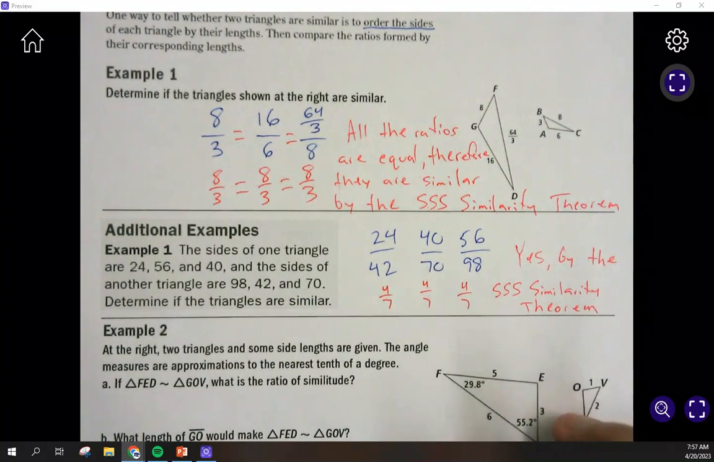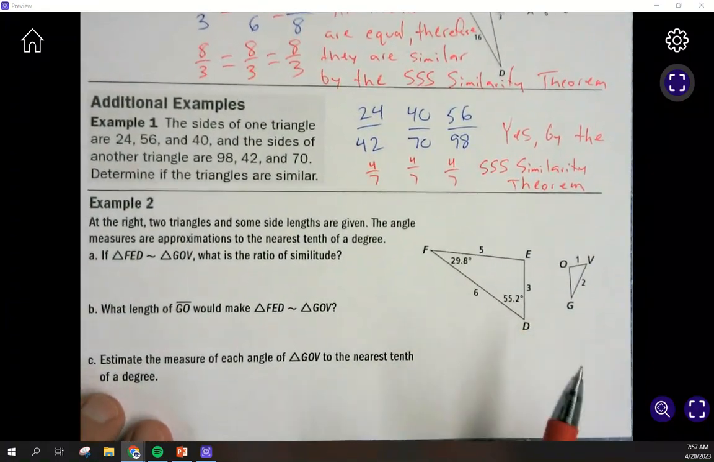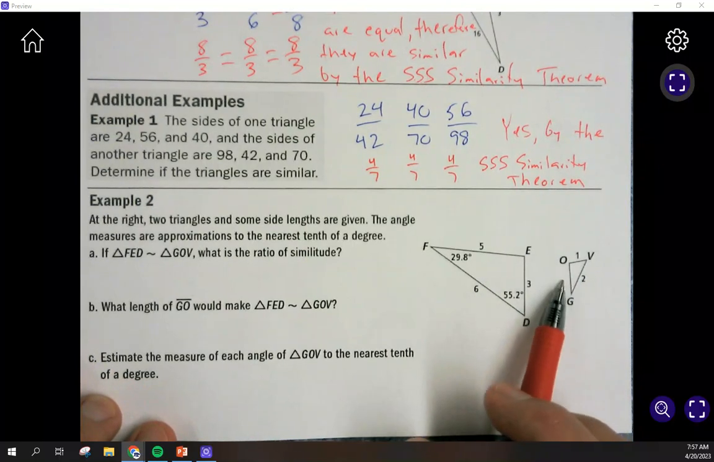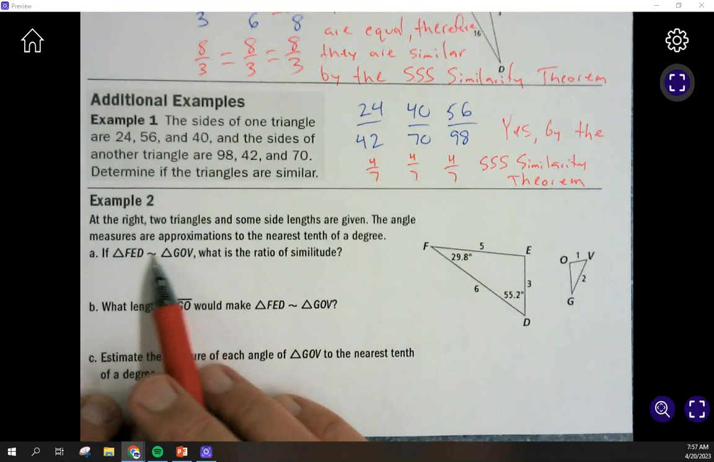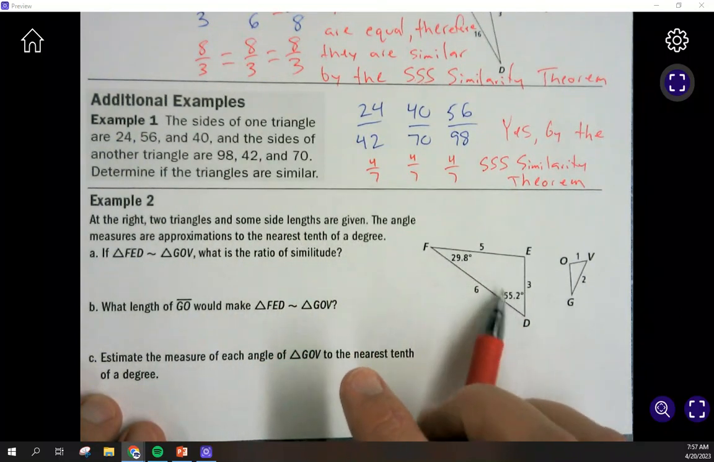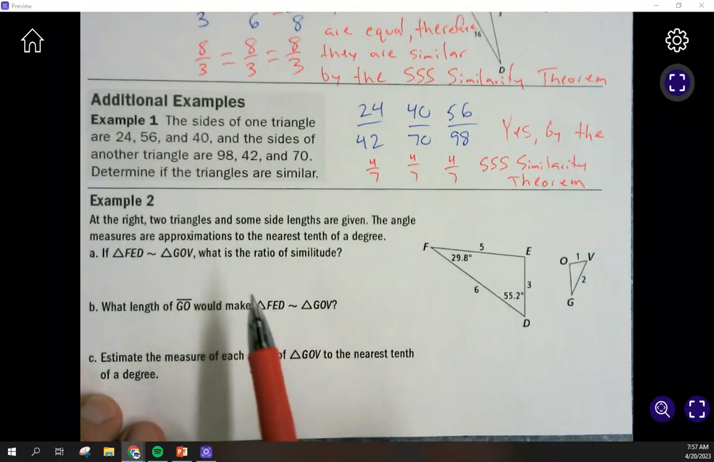All right, example number 2. It says at the right we have two triangles. Some of the side lengths are given. So we're missing this one right here. If you look, I have every side length except that one. The angle measures are approximations to the nearest tenth of a degree. So these were rounded originally. That's why they say they're approximations.